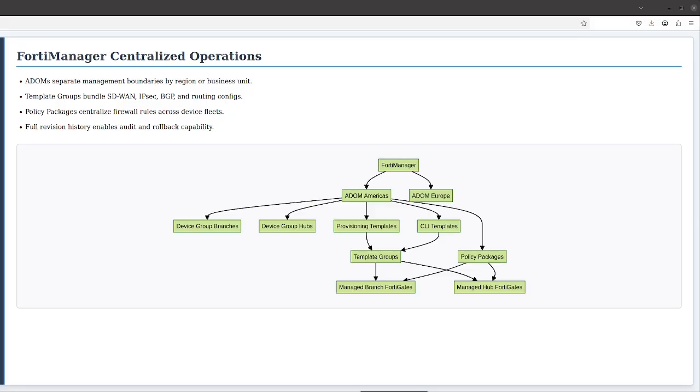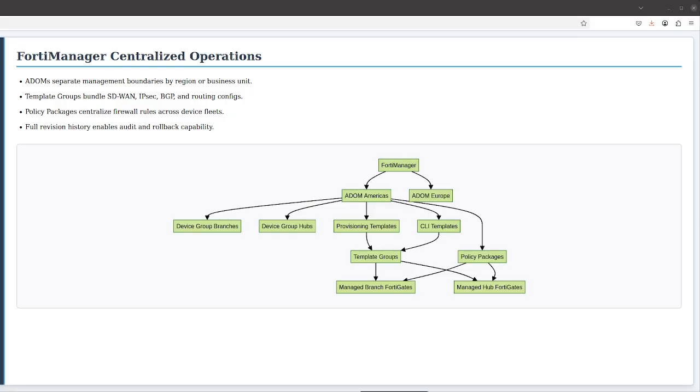Inside FortiManager, configurations are organized by administrative domain, or an ADOM. An ADOM is a logical boundary that separates device groups. You might have an ADOM per business unit, an ADOM per region, or a single global ADOM depending on your operating model. The diagram shows two ADOMs, labeled ADOM Americas and ADOM Europe, each containing its regional device set.